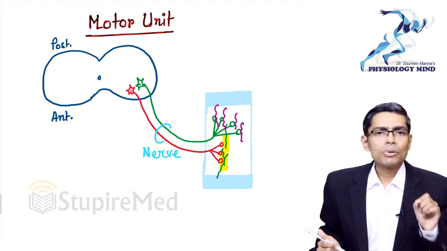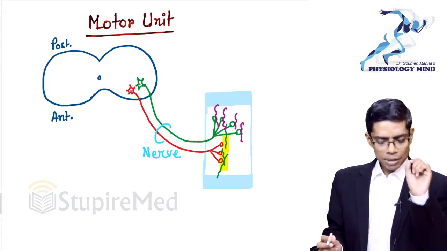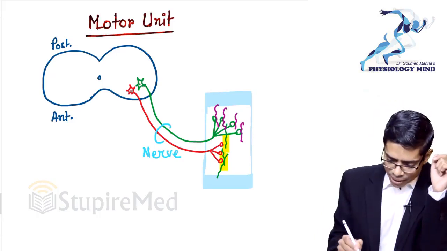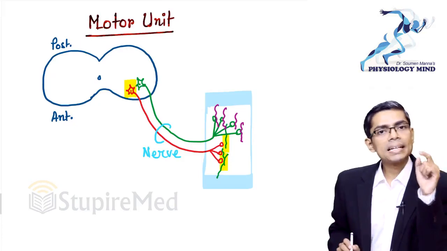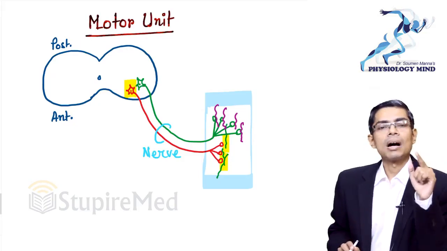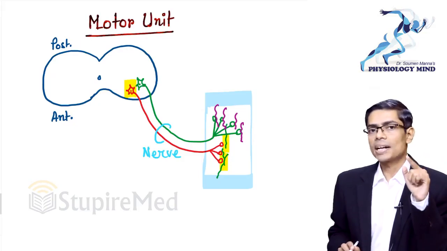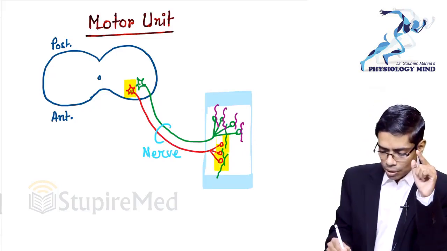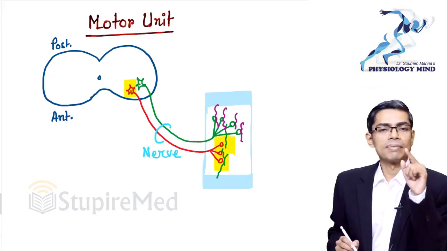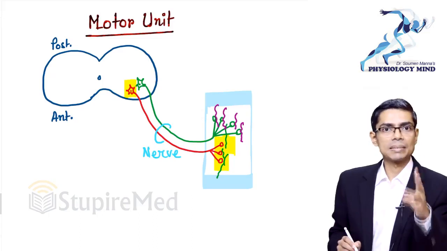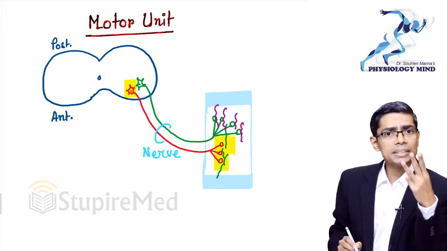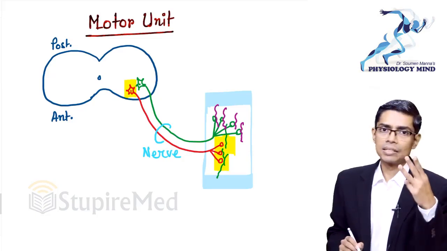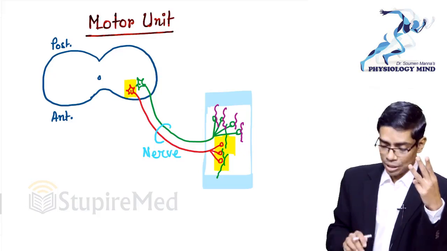So what is a motor unit? Unit means, look at this diagram, tell me if I stimulate this red color motor neuron, how many muscle fibers are going to contract simultaneously? Simple. Number 1, number 2, number 3. 3 muscle fibers are going to contract simultaneously. It means these 3 skeletal muscle fibers are acting as a unit, and this is known as a motor unit.